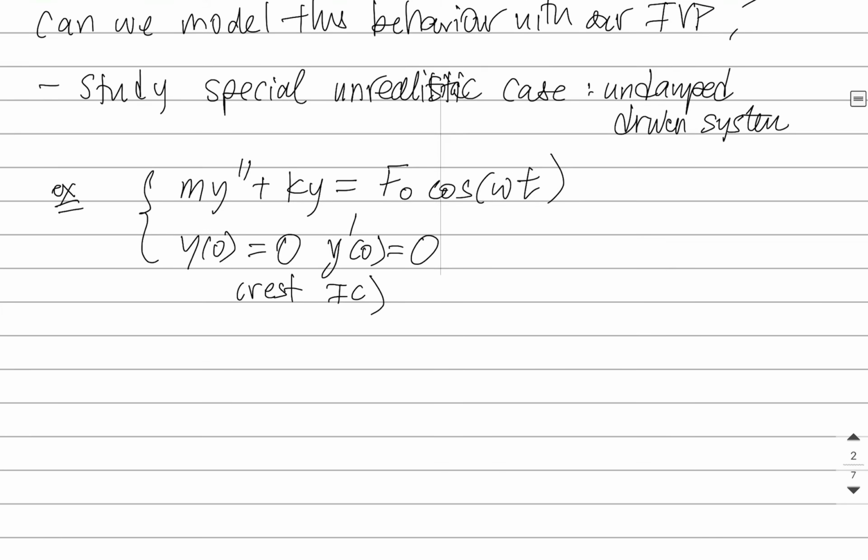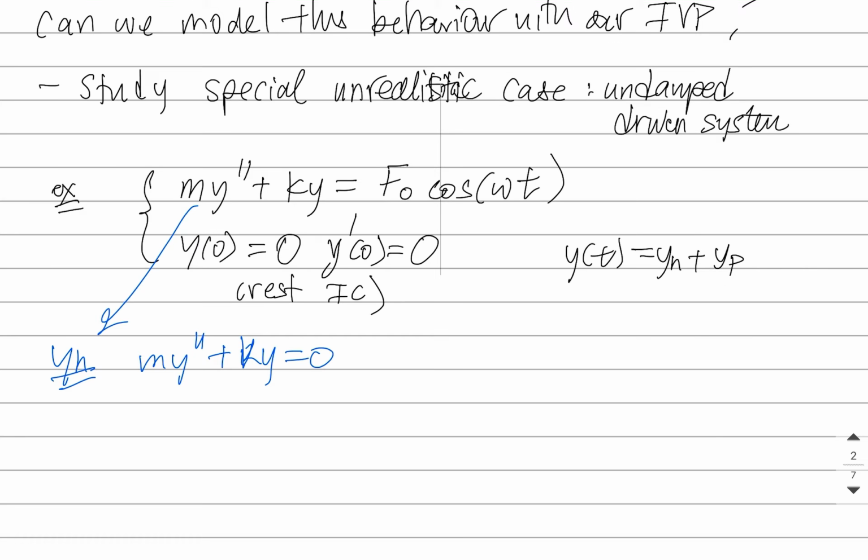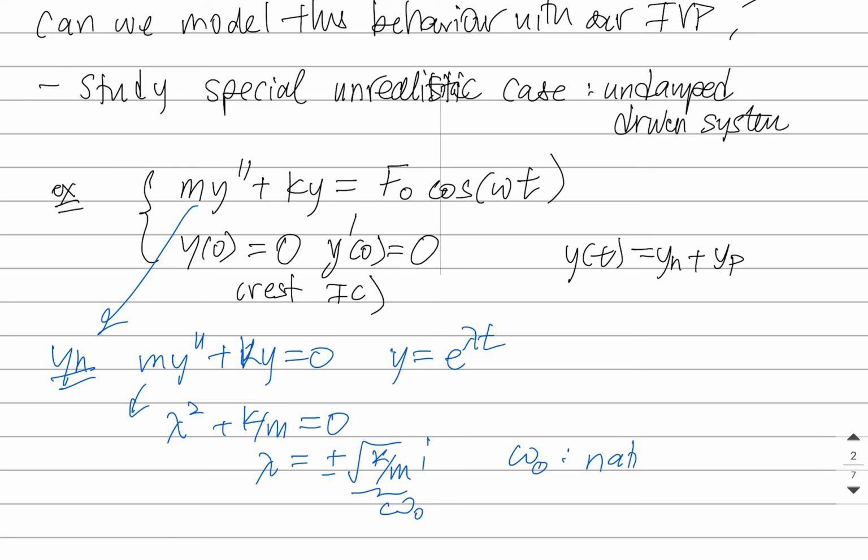Okay, now we know that the solution has to be comprised of a homogeneous portion and a particular portion. So the homogeneous portion is easy to figure out. m y double prime plus k y equals 0. We know that y is going to be some e to the lambda t. This is going to take us to the following simple equation. Lambda will be plus or minus the square root of k over m times i. And we're going to call this omega naught. Omega naught will be the natural frequency of the system.